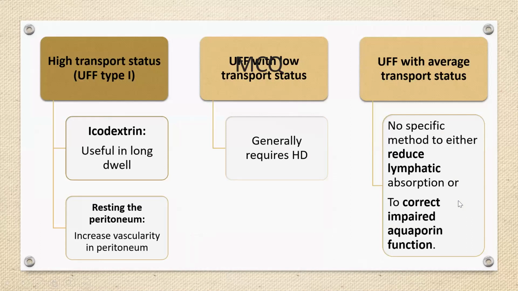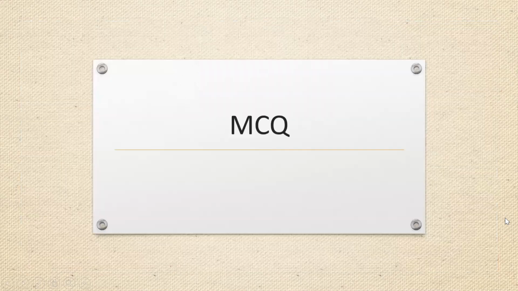So in high transporter status, ultrafiltration failure type 1, we can use icodextrin. It is useful in a long dwell. We can reach the peritoneum, that will increase the vascularity in the peritoneum and ultimately the effectiveness will be increased. Ultrafiltration failure with a low transporter status generally requires hemodialysis for the patient. Ultrafiltration failure with the average transporter, there is no specific method to reduce the lymphatic absorption or to correct the impaired aquaporin function. Now we will see the MCQs.